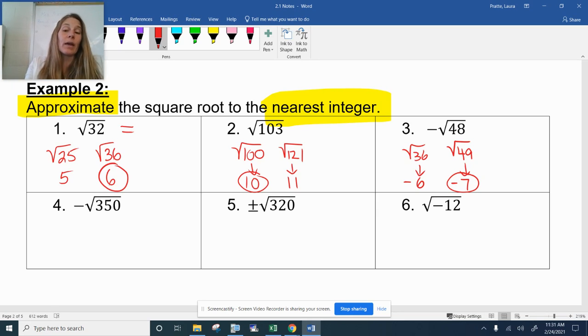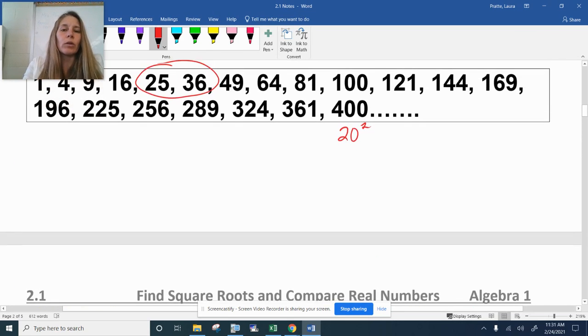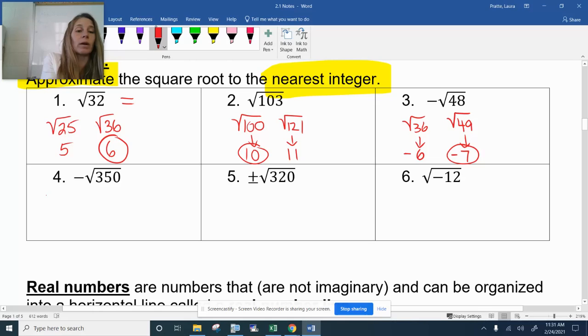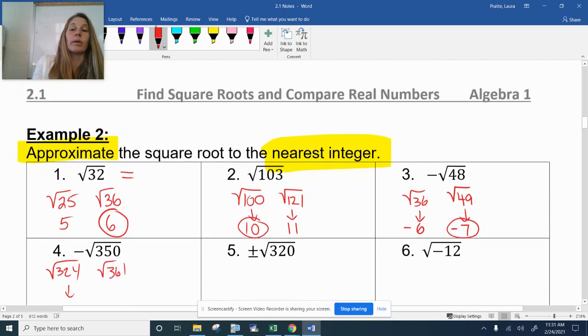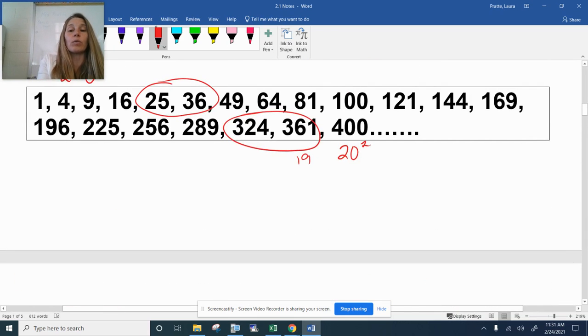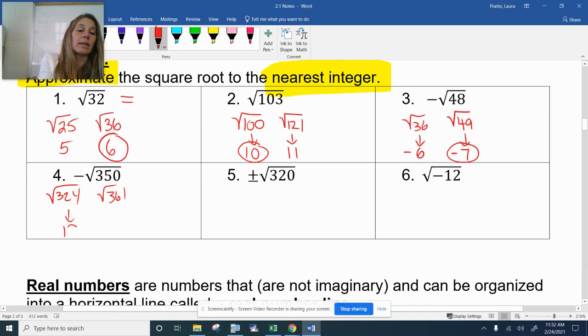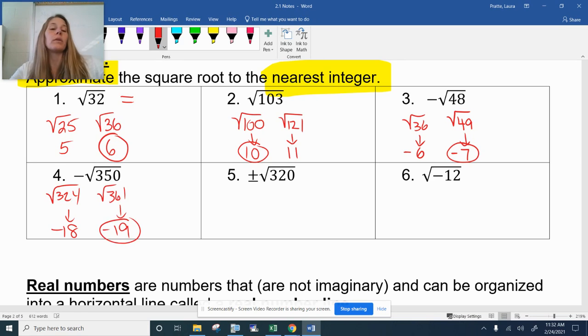All right, so 350. Now that one I'm not as familiar with in my head, because it's not maybe a number I use frequently. So if I look at my chart, I know it's between 324 and 361, those two perfect squares. I know the square root of 324 is 18. The square root of 361 would be 19, but I'm looking for the negative square roots here. And 350 is much closer to 361, so that answer would round to negative 19.